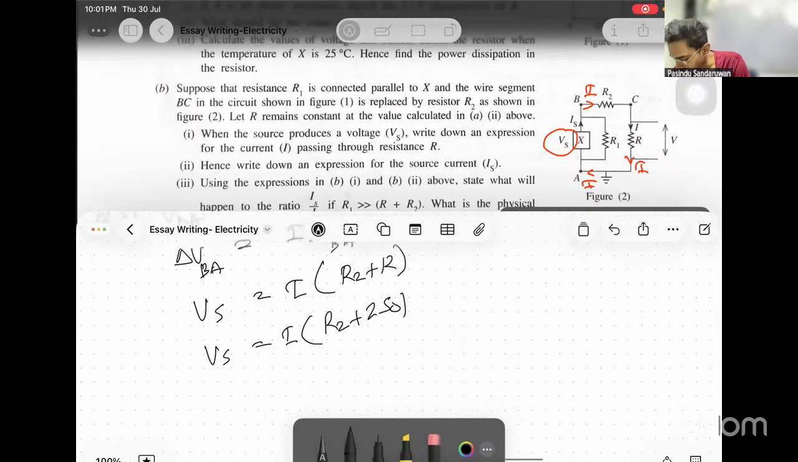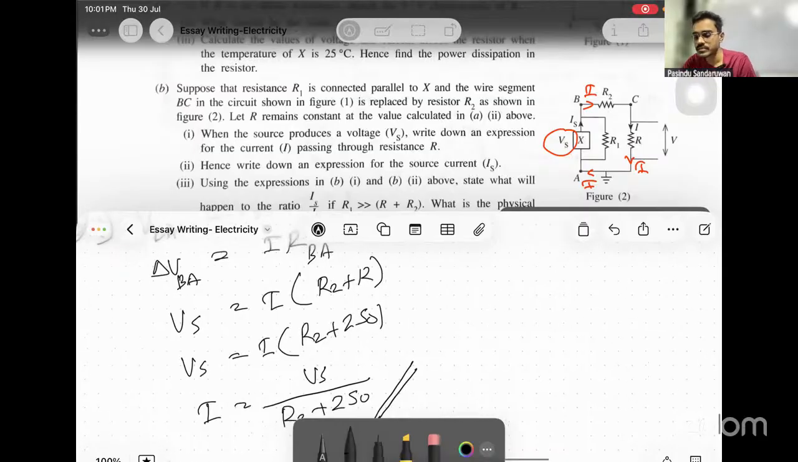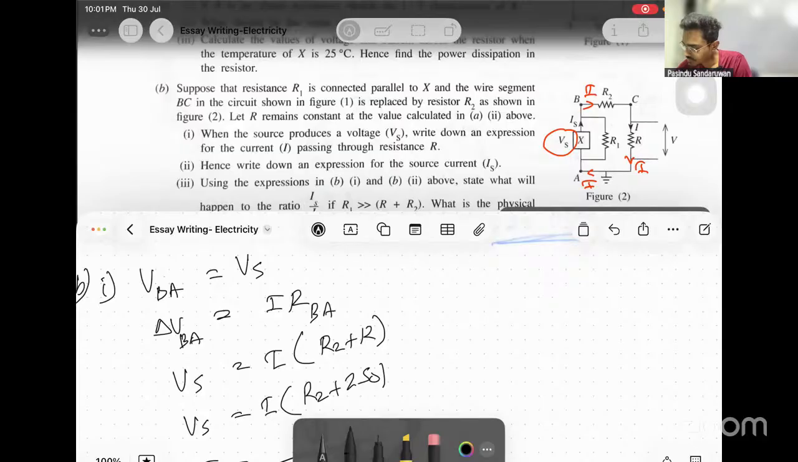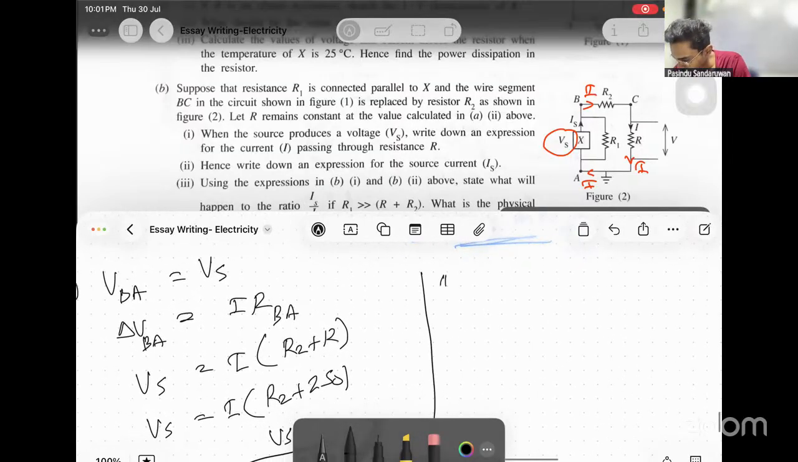Now we need I. I equals Vs over R2 plus 250. See, I is this. Now I is known. Then part 2: write down an expression for the source current Is.